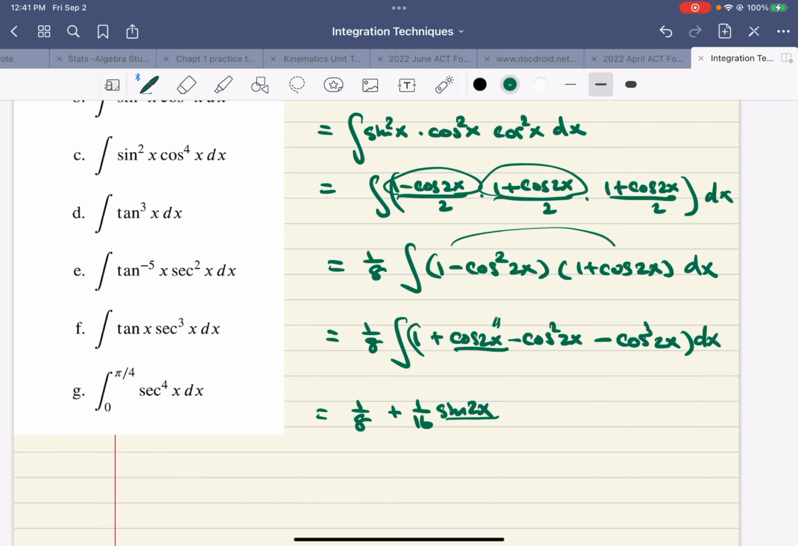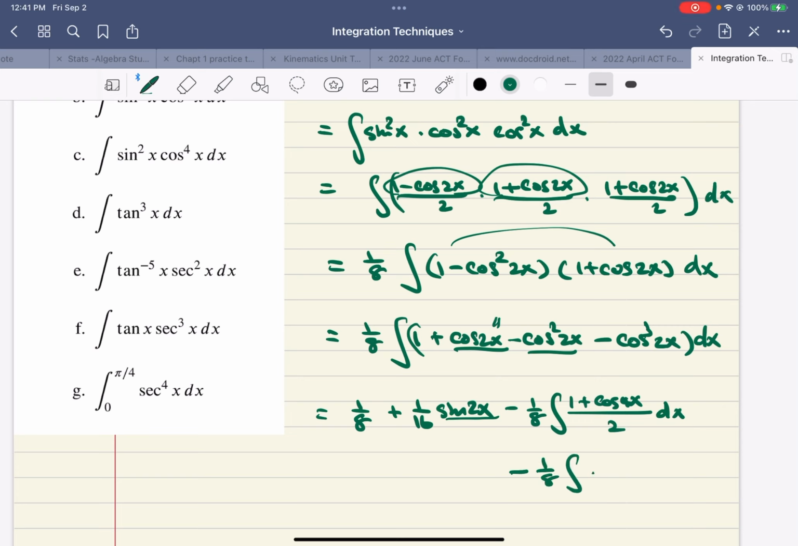Now, minus 1 over 8. This one, cosine squared 2x, I can use a power reducing formula one more time. So 1 plus cosine, now 4x. Okay. Double of that angle will be 4x, over 2 dx, and minus 1 over 8.